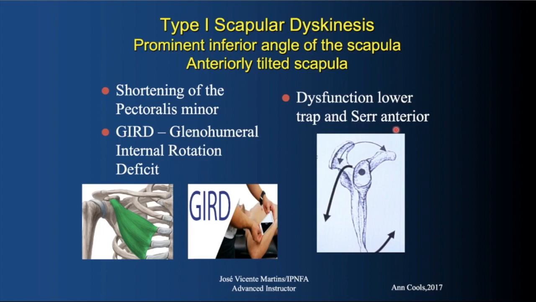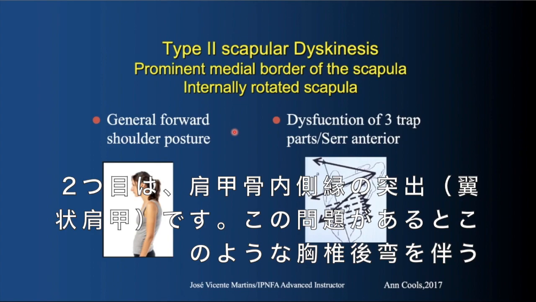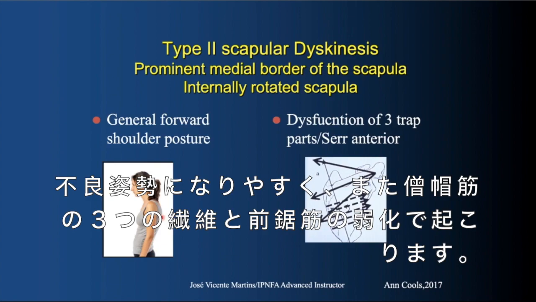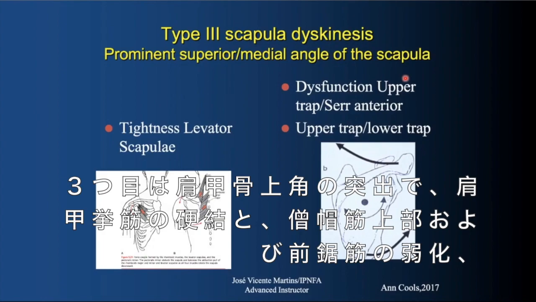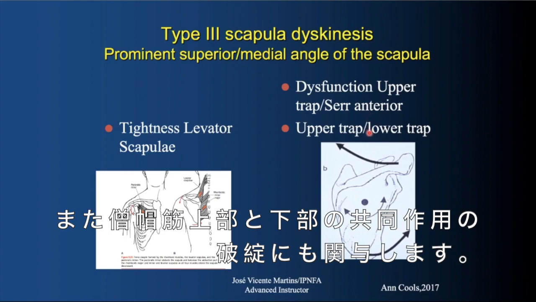Type 2, we check that the patient has a prominent medial border of the scapula. So some patients who present this kind of problem can have bad posture, that means hyperkyphosis, or some dysfunction of the three traps and also weakness of the serratus anterior. And type 3, we can check the superior and medial angle of the scapula could be prominent. And the cause for that may be the tightness of the levator scapulae, the relation between upper trap and serratus anterior, and also the relation between upper trap and lower trap.